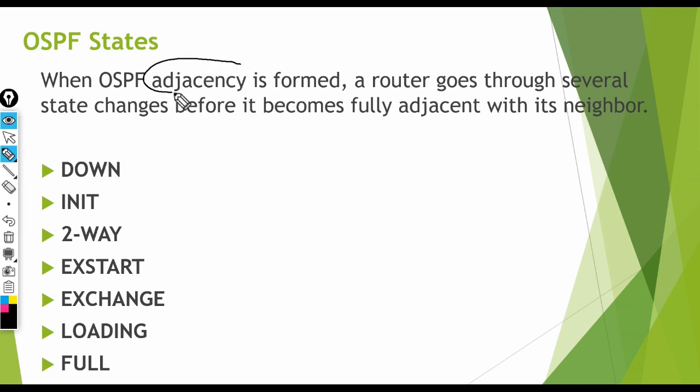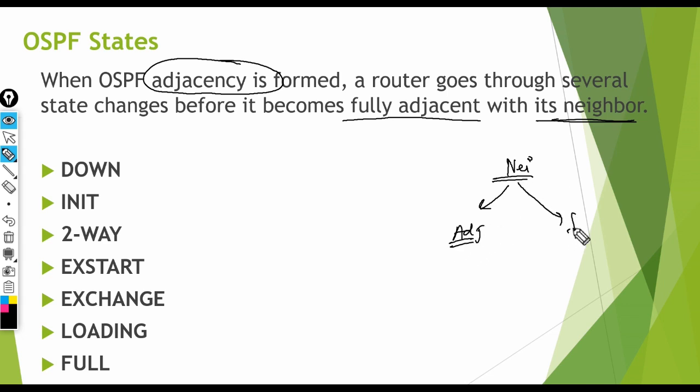As we discussed, OSPF forms the adjacency, and the router goes through several state changes before it becomes fully adjacent with its neighbors. That's very important. As we discussed in OSPF, you have two different types of neighbor: one is just adjacent, and another is fully adjacent. Adjacent in the sense they are just neighbors, maintaining a hello-hi neighbor relationship. They will not exchange any update. But when fully adjacent, they will exchange the routing updates as well.